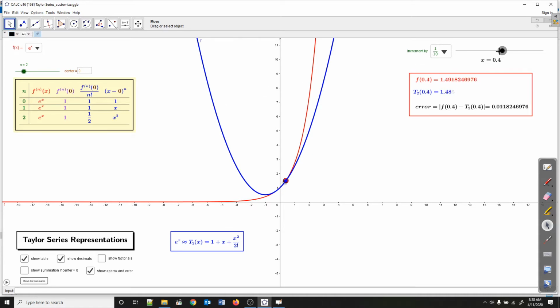So if I plug in 1, you're going to see my approximation has gotten significantly better because the quadratic curve is fitting the e to the x curve a little bit better, at least as we're close to our center. And now I'm getting a value of 2.5. How am I getting that value of 2.5?